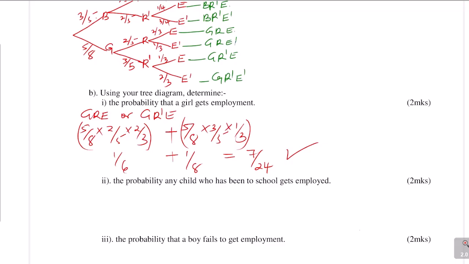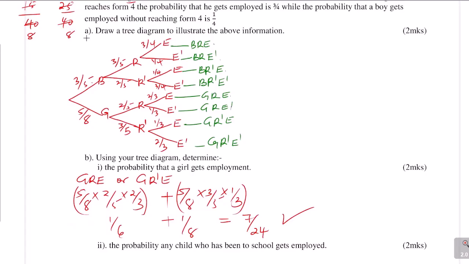So we are going to take the probability that any child who has been to school gets employed. That means the first one is a boy reaching Form 4 gets employed, and a boy doesn't reach Form 4, because he has been to school, only that he never reached Form 4, gets employed. That is another one. The girl reaches Form 4, gets employed, and the girl doesn't reach Form 4 and gets employed. So there are these 4 that I've ticked here.